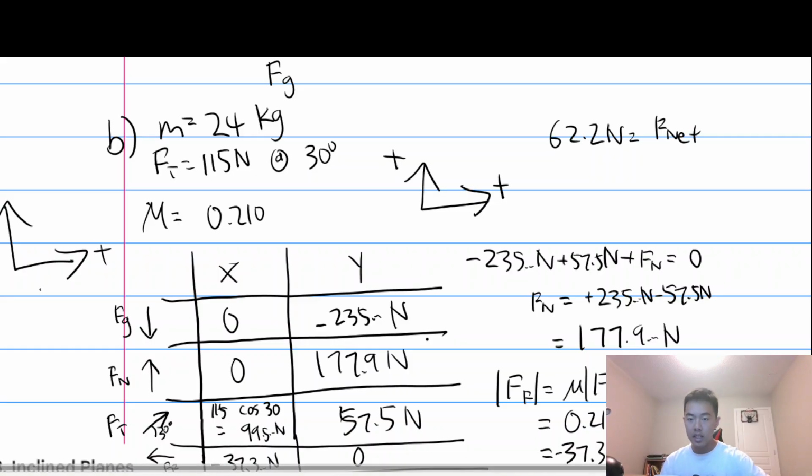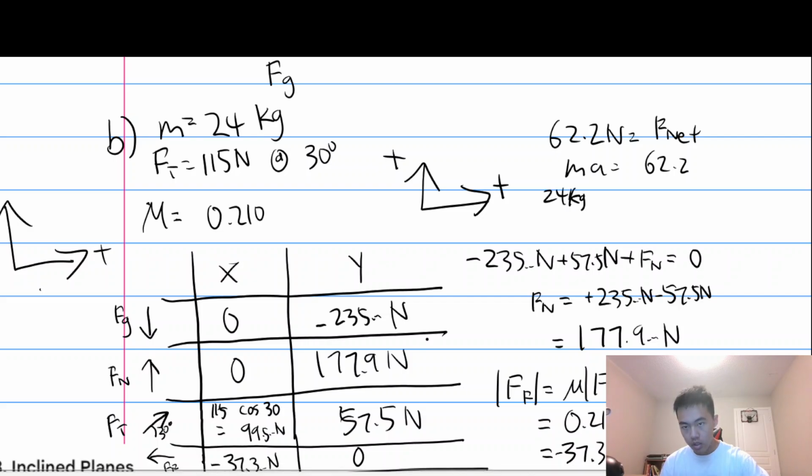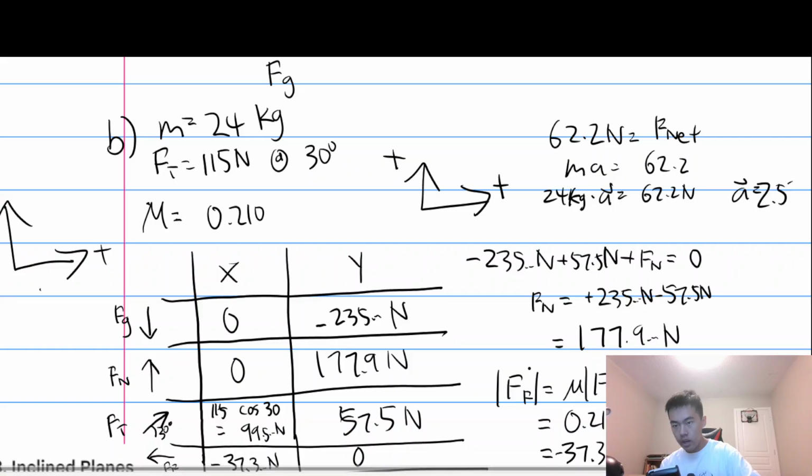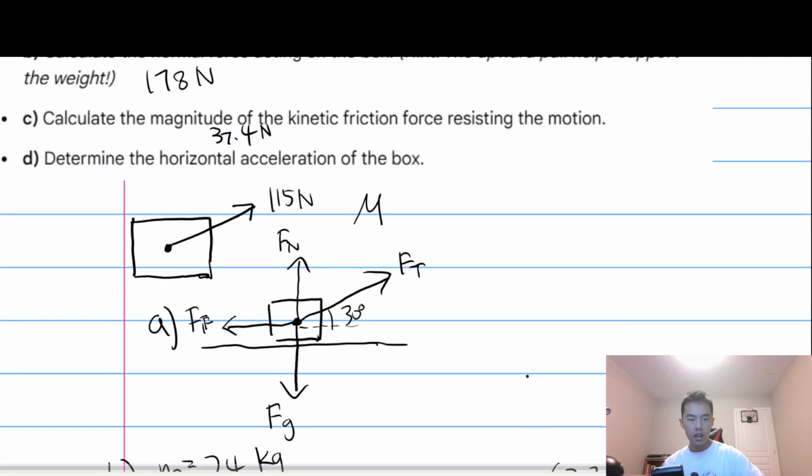And that's equal to mass times acceleration, so ma equals 62.2. That means that 24 kilograms times acceleration equals 62.2 newtons. Acceleration equals, can you still see this? Okay, you can. Acceleration is equal to 62 divided by 24 equals 2.59 meters per second squared. Great. 2.59.